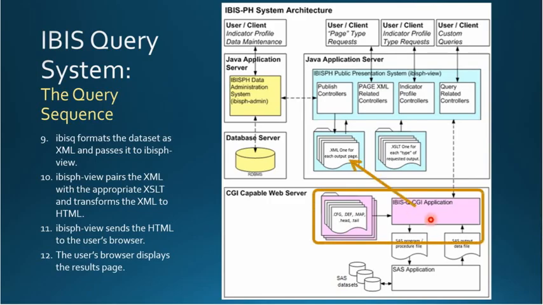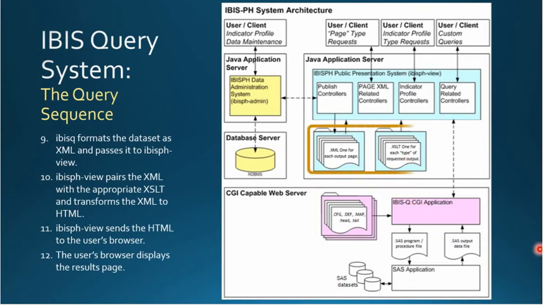Now the IBIS-Q application takes that rectangular data set and formats it as XML. XML is just a special form of HTML. HTML has a limited number of instructions or tags that it can use. With XML, we can program special tags and instructions that can be read by these XSLT files to create the standard HTML. So IBIS-View does that same trick again with the XML and pairs it with an XSLT file, creates HTML, and sends that page to the user.